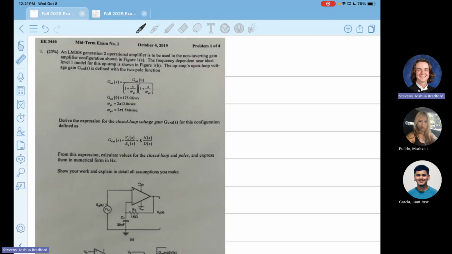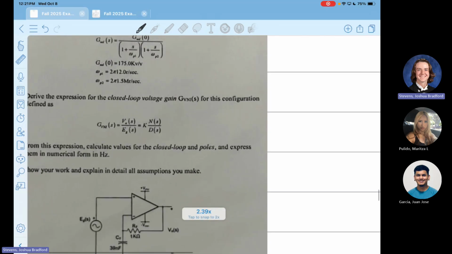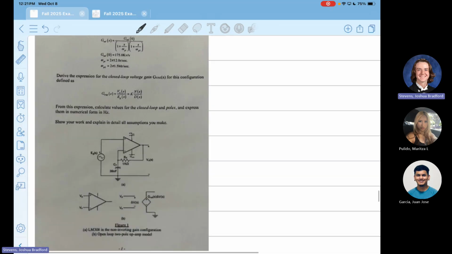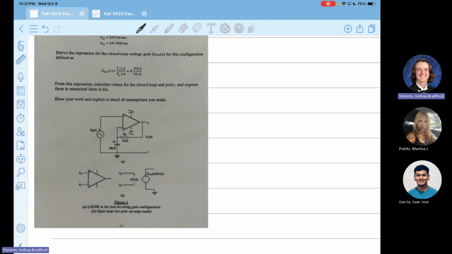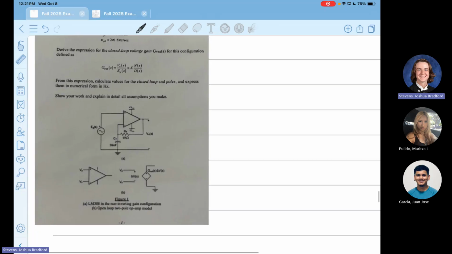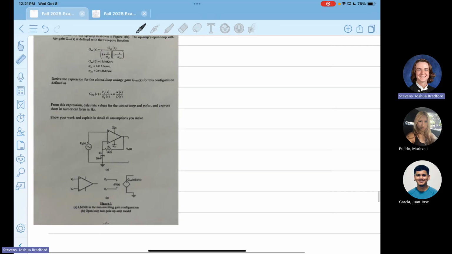Derive the expression for the closed loop voltage gain, V in I of S, for this configuration, defined as V in I of S equal to VO of S over EG of S, as in the output voltage over our input voltage, which is also equal to K times N of S over D of S. From this expression, calculate the values of the closed loop poles and express them in numerical form in hertz. Show your work in detail and all assumptions you make.